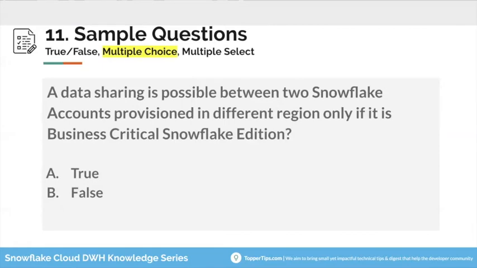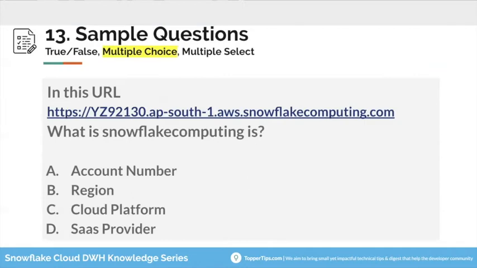Data sharing is possible between two Snowflake accounts provisioned in different regions only if it is a business critical Snowflake edition. This is also a simple question trying to confuse you. Just think and answer it. In this URL, what is the Snowflake computing? Is it an account number, region, cloud platform, or SaaS provider?